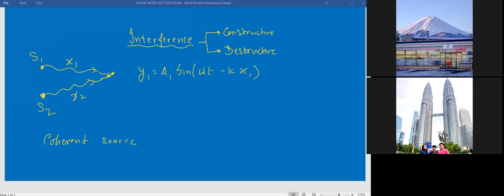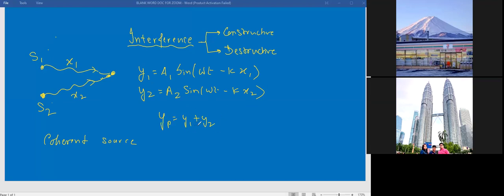And when only S2 was there, assume that S1 was not there. So under the effect of S2 wave, let's say its displacement is A2 sine(omega t minus kx2). Now, when these two waves are activated together, that is simultaneously, then the particle displacement is just the sum of the two individual instantaneous displacements.